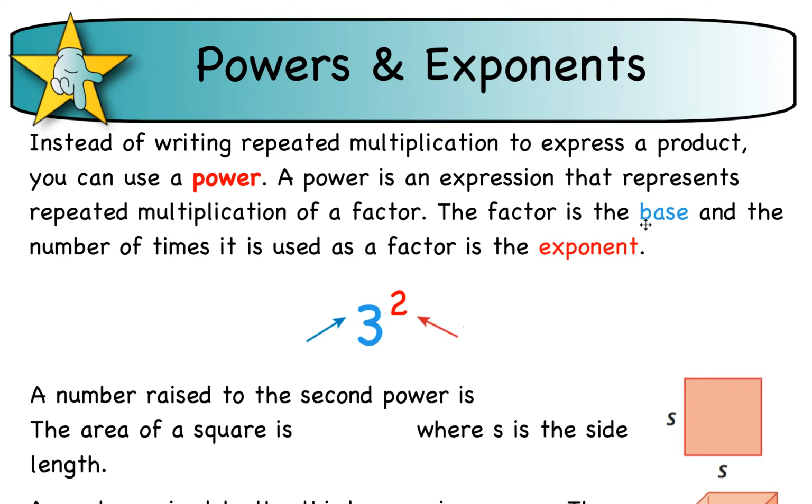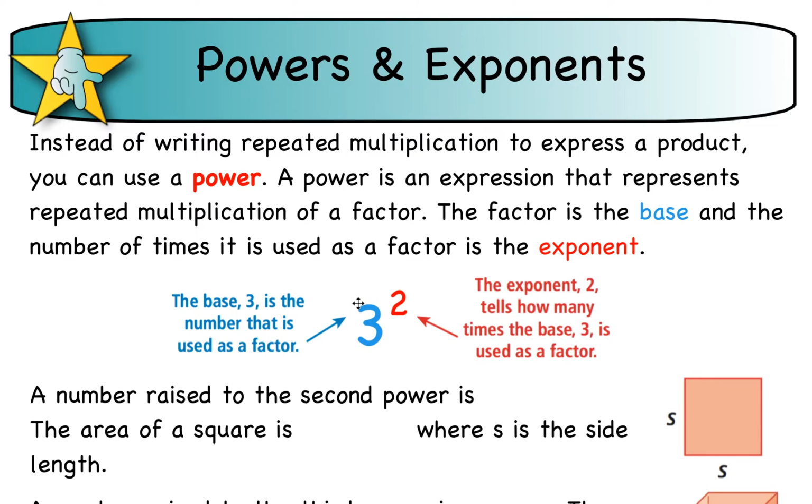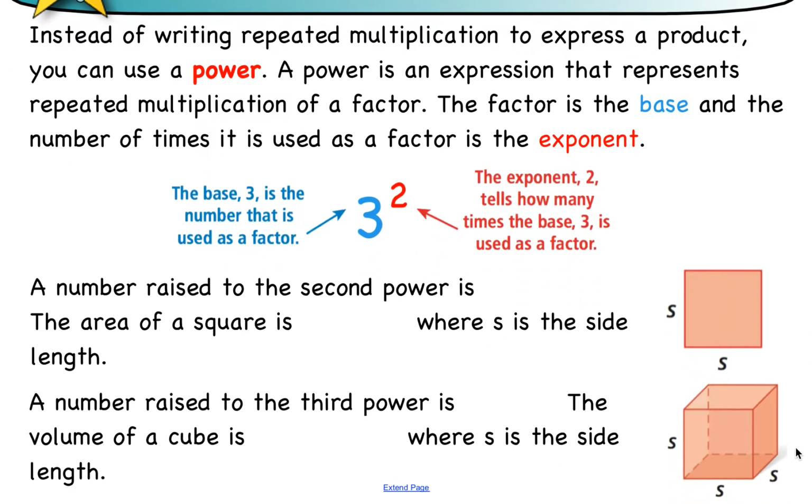So the combination of the base and the exponent is called a power, and then each of these components has a special name. 3 is the base, and that is the number that is used as a factor. And then 2 is the exponent, tells how many times the base is multiplied by itself.